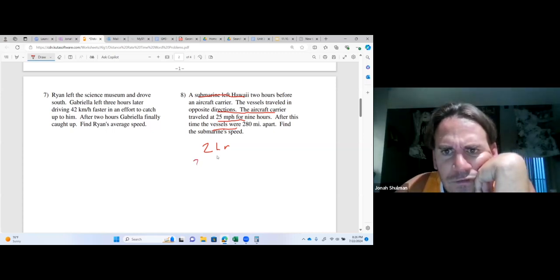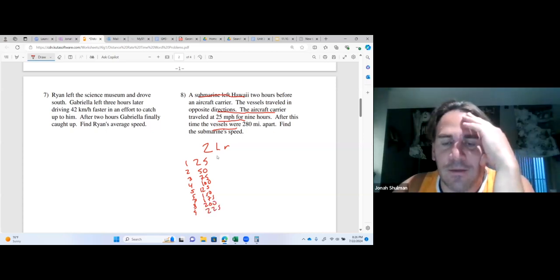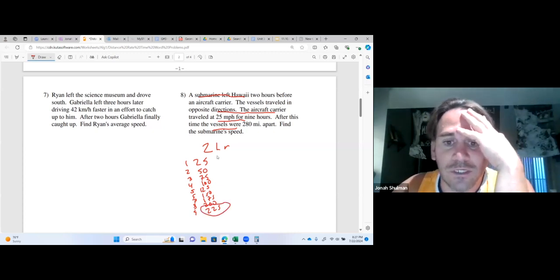So 25, 50, 75, 100, 125, 150, 175, 200, 225. Okay. So the aircraft carrier traveled 25 miles per hour for 9 hours. It went 225 miles, or you could have just multiplied 25 times 9.